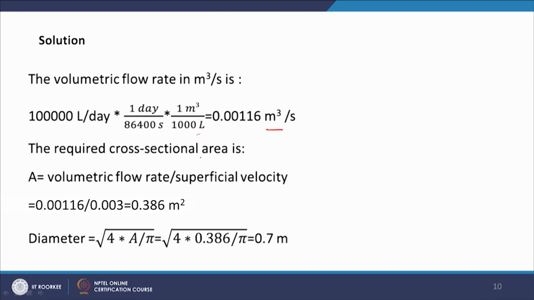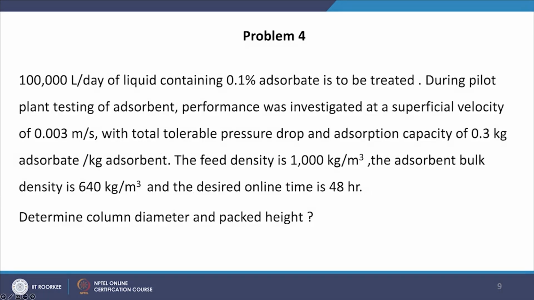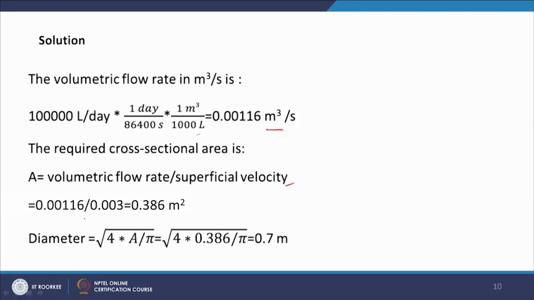The required cross sectional area A is equal to volumetric flow rate by superficial velocity. So, this is our volumetric flow rate and superficial velocity that we know, and in this case it is given that superficial velocity is 0.03 meter per second. So, when we divide, it is coming 0.386 meter square. So, this is the cross sectional area.